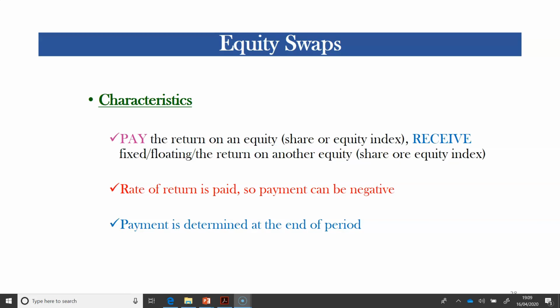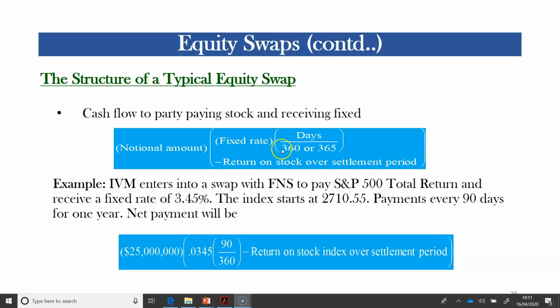Finally, the payment on an equity swap for equity return is not adjusted for days divided by 360, as the full return on equity is paid. The cash flows to a party paying equity return and receiving the fixed rate is given by this formula. We see that the equity return is not adjusted for days divided by 360.